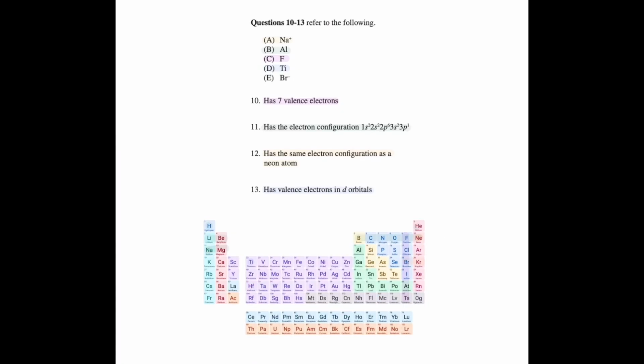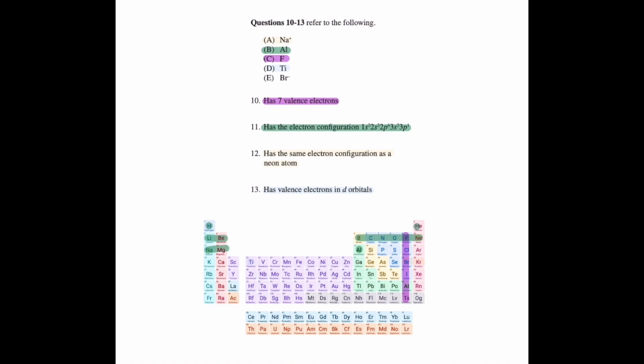These are some matching questions from the SAT chemistry subject test. The first question says that the atom or ion has 7 valence electrons. So for this, we're going to want to look at the column of the periodic table involving halogens and see if we have any here. If we look at our options, we see that fluorine is an option for C, so that's the answer to number 10. Next, we want to know which one has the electron configuration 1s2, 2s2, 2p6, 3s2, 3p1. So we'll just go through 1s2, 2s2, 2p6, 3s2, 3p1, and we see that it's aluminum. So our answer to 11 is B.